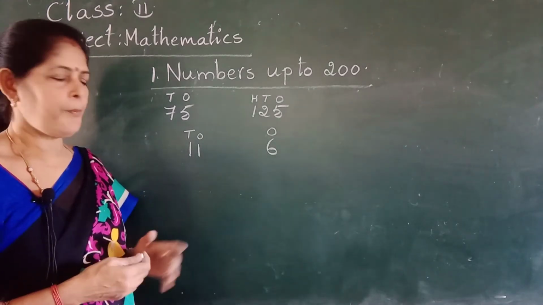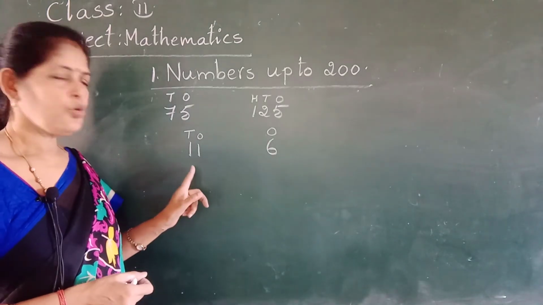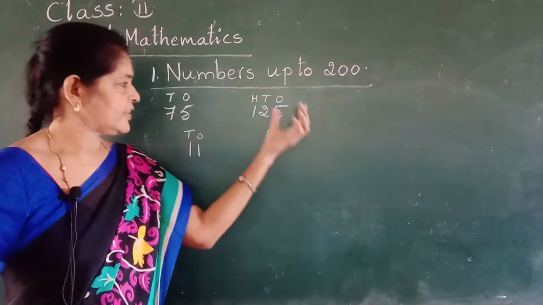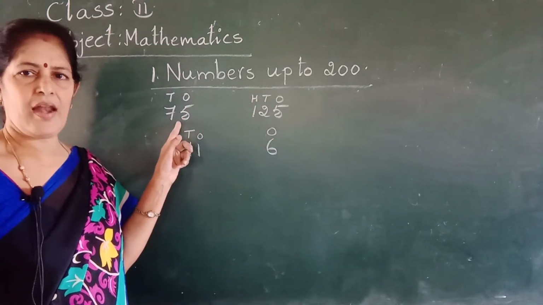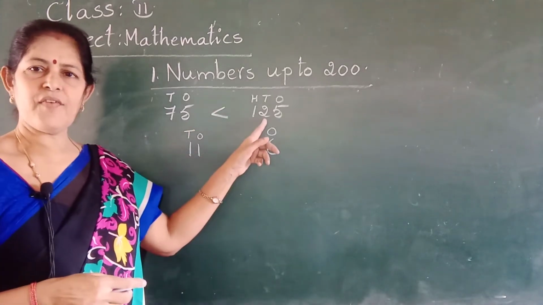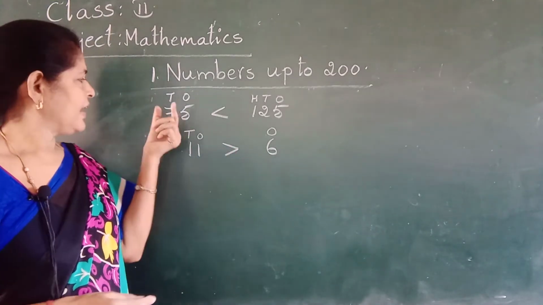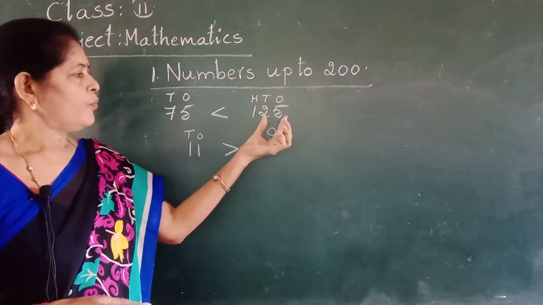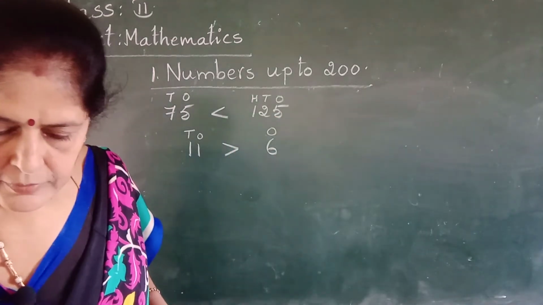When we compare a 2 digit number with a 1 digit number, the 1 digit number is small, the 2 digit number is big. When we compare a 2 digit number with a 3 digit number, the 3 digit number is big, the 2 digit number is small. Then 75 is less than 125, and 11 is greater than 6. Which number has fewer digits? That number is small. More digits, that number is big. Understood? One more example.